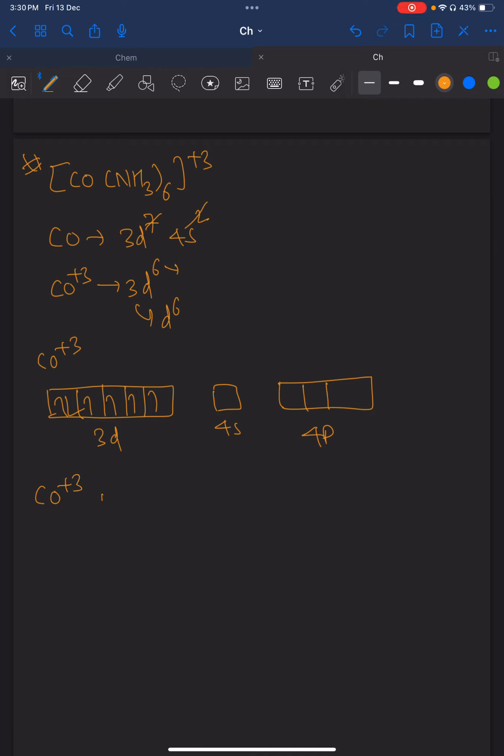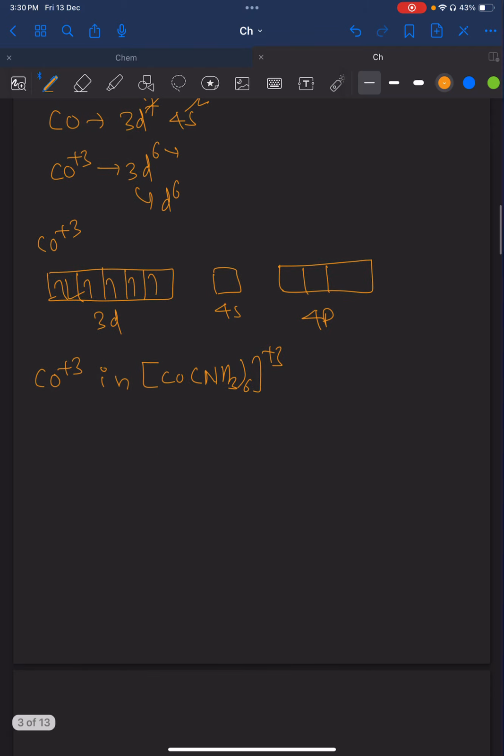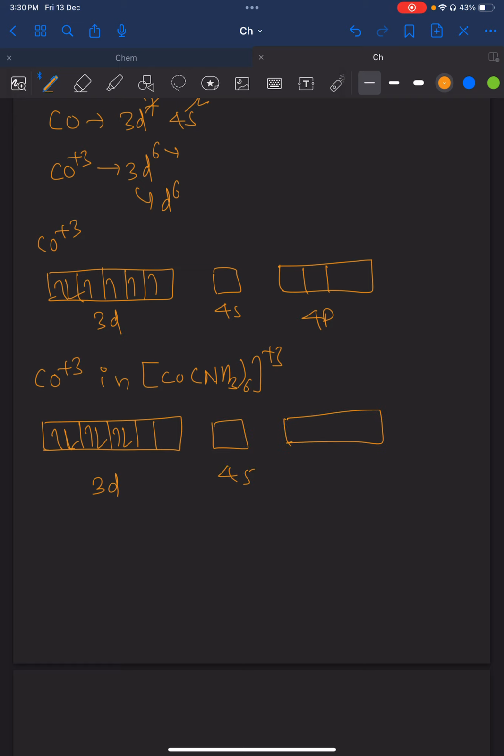But when we see Co3+ in [Co(NH3)6]3+, in this complex, under the influence of the ligand, the electrons in the d orbitals pair up, and we get the pattern like this, and then we get two vacant 3d orbitals, one 4s we already have, and 4p we already have. So two d orbitals we are having, and 1s and 3p. So we are getting d2sp3 hybridization.